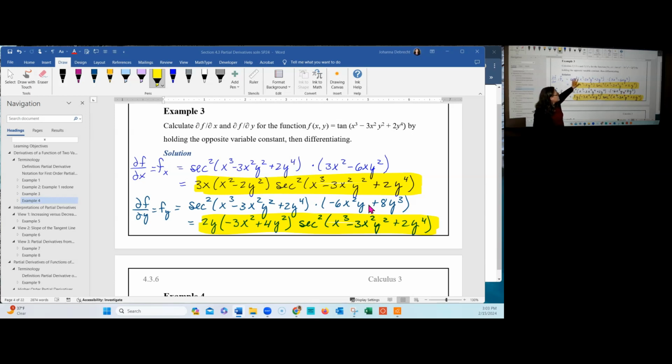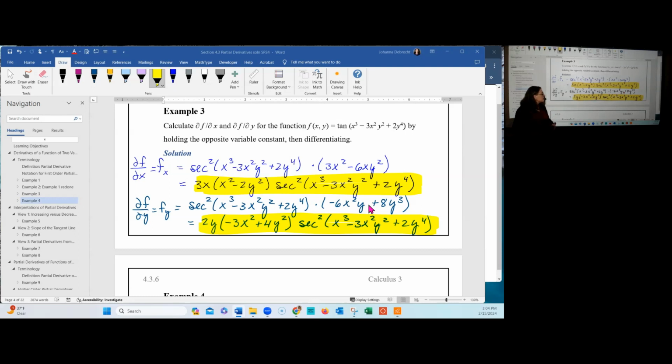So both of these will have the secant squared of the original inside of tangent. The partial with respect to x will be multiplied by 3x squared minus 6x y squared. If your professor wants, you could factor out a common factor of 3x, giving you the line that's highlighted in yellow here. For the partial with respect to y, you'll have the secant squared of the original argument to the tangent multiplied by -6x squared y plus 8y cubed. And again, you could factor out a common factor from the second set of parentheses of 2y.